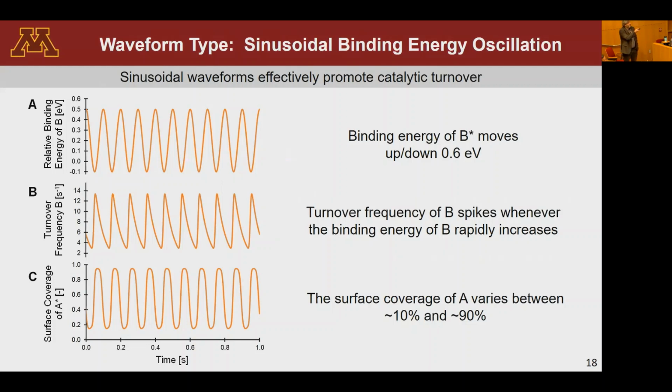So a system here that has a sinusoidal response will again do the same thing. I might have a 0.6 eV binding energy shift between strong and weak binding. I'll have a surface coverage that oscillates between low coverage and high. And actually, this system is fast enough that I don't go all the way down to complete either species. And then again, I get these turnover frequency responses that correlate with the flips.